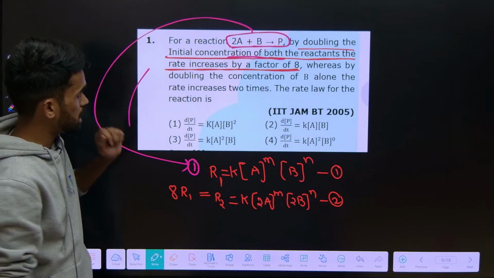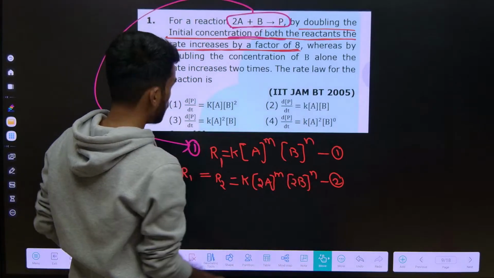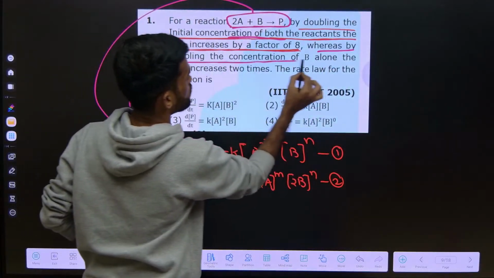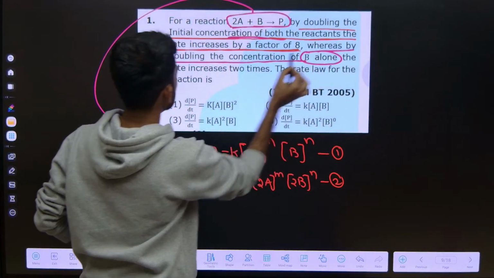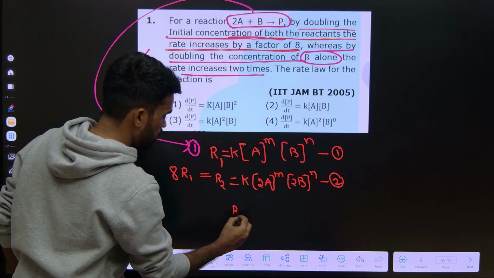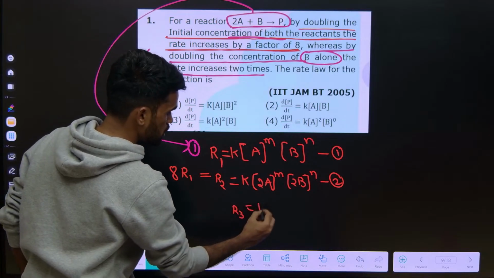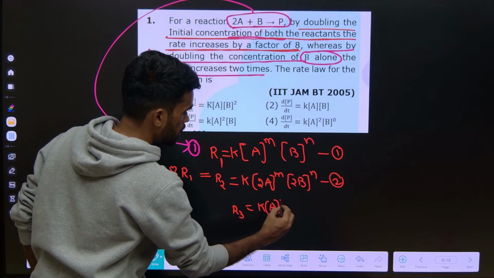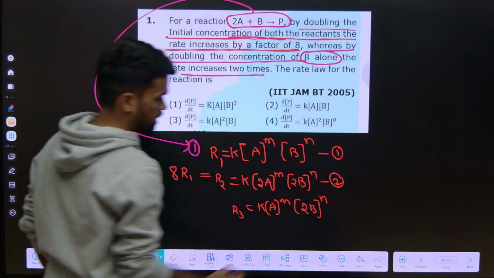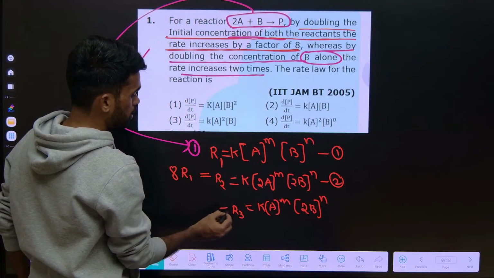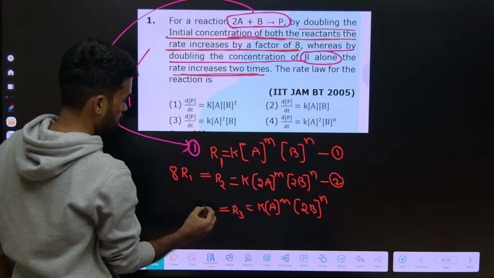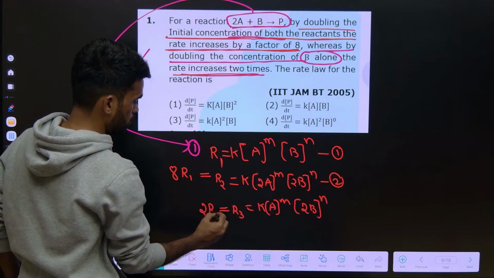Next, read the question, still it is there, whereas by doubling the concentration of B alone, the rate increases 2 times. It means R3 I am writing here. See, concentration of A remained the same, but concentration of B is doubled, so that the rate increases 2 times, it means you can write 2 times R1, that's it.